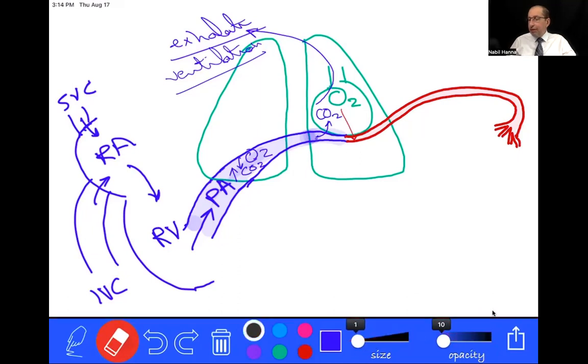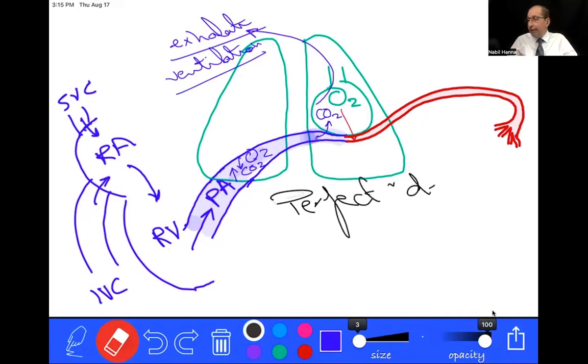So this is the major function of the lung. And when I say it's all about a perfect date, it's all about a perfect date between blood in the pulmonary capillaries and oxygen in the alveoli. We want oxygen to get into this pulmonary blood, and we want carbon dioxide to get out. This is the gas exchange.